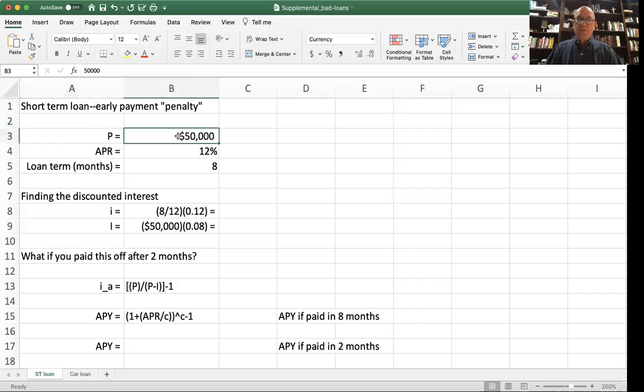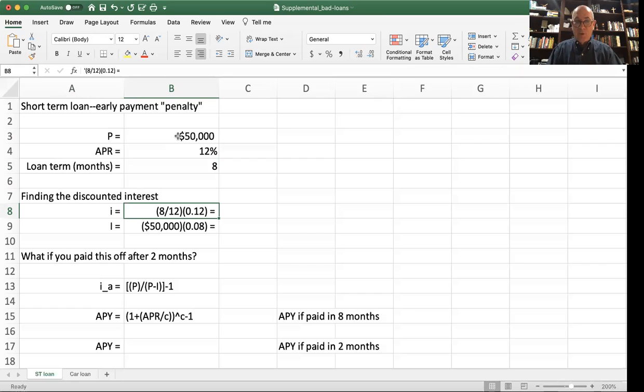Here's the loan situation. It is a short-term loan, less than 1 year in duration. P is $50,000. That's the loan amount. The APR is 12%, and the loan term is for 8 months. So first we calculate the interest that will be paid over the 8 months. And remember, the formula for that is the number of months of the loan divided by 12, because 12 months in a year. So 8/12 times the APR, which is 0.12.